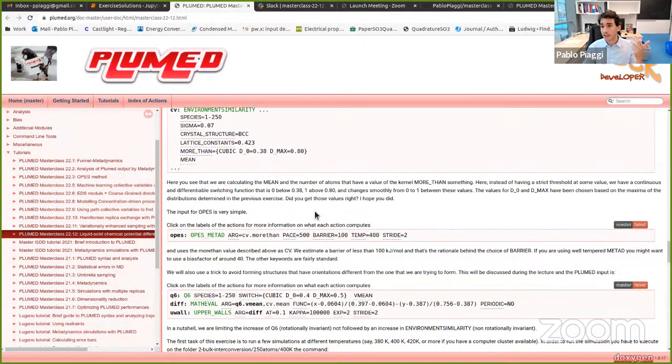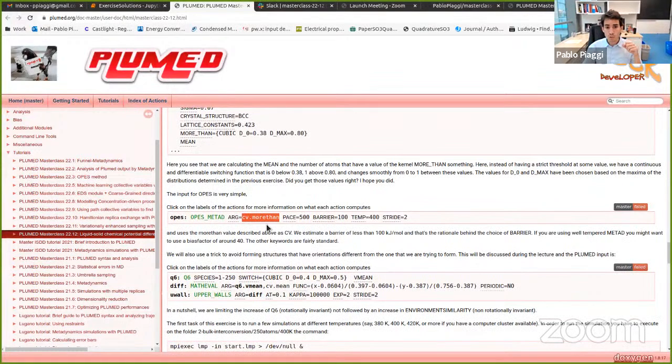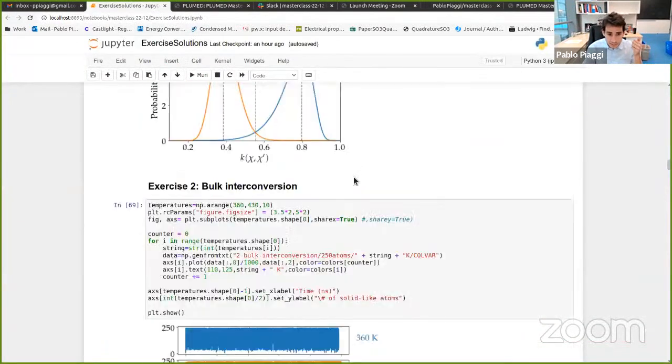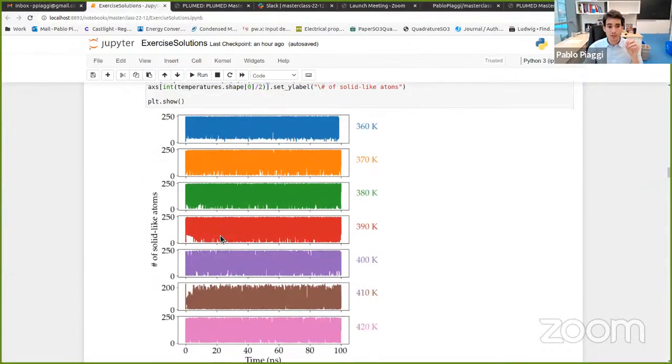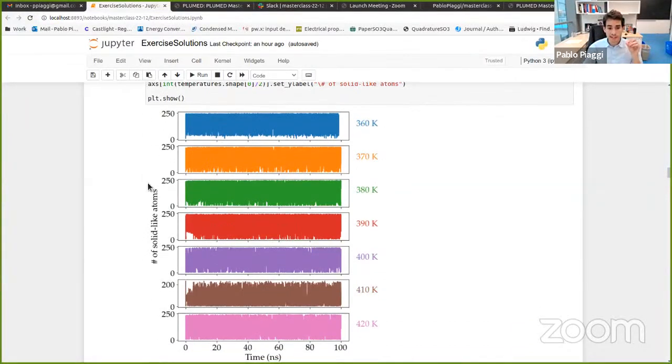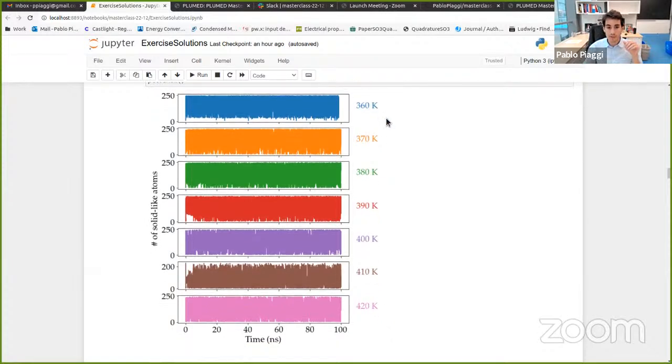So now that we have a collective variable that represents the number of solid-like atoms, we introduce a bias potential using that as the collective variable. We're going to do this for different temperatures. Okay, so first, let's see what's the behavior of the collective variable. So the number of solid-like atoms as a function of time for different temperatures.